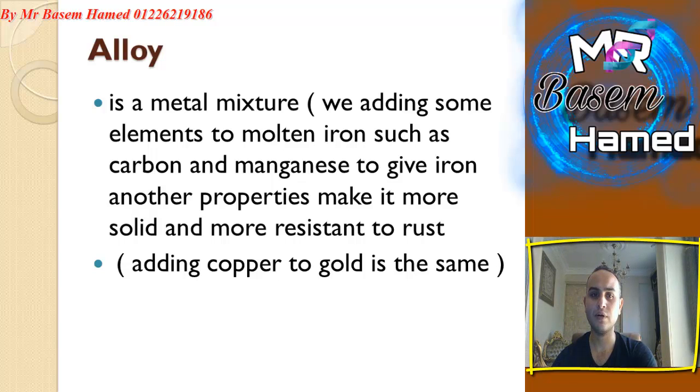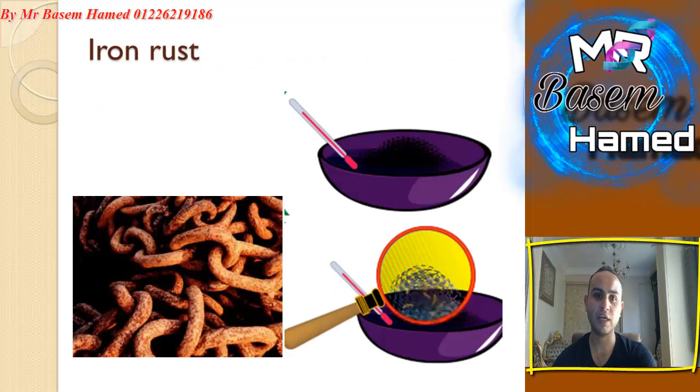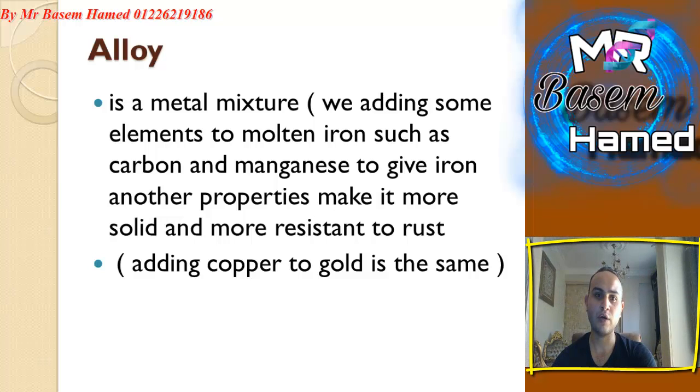What are the alloys? Alloys, we talk about it in the chemical change, but it is the metal mixture. When we add some elements to molten iron, such as carbon and manganese, to give iron other properties, it makes it harder and more resistant to rust. Adding copper to gold is the same. So when we mix metals together, this forms alloys, and this is a chemical change, as the shape, the structure and the chemical composition change too.